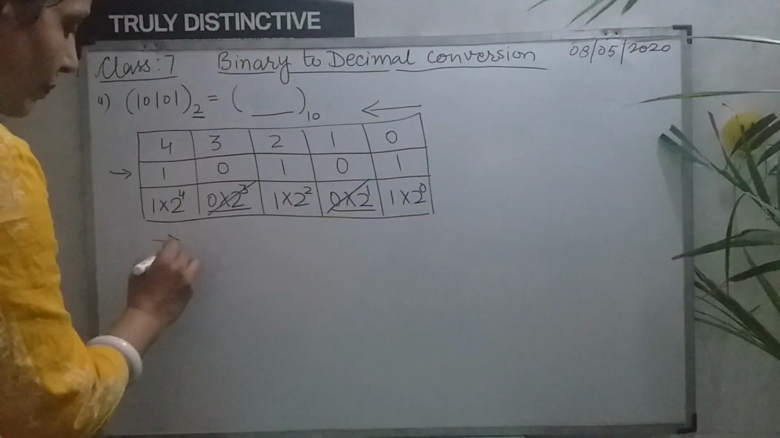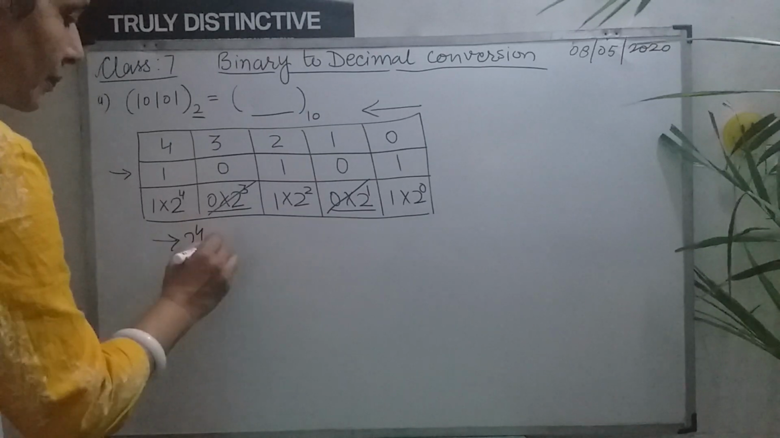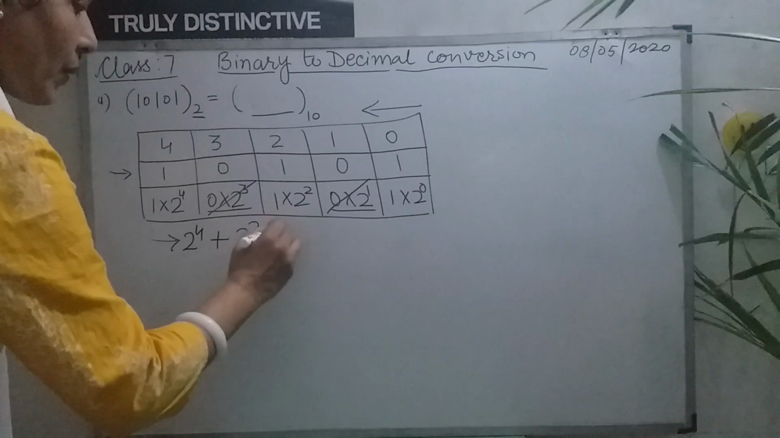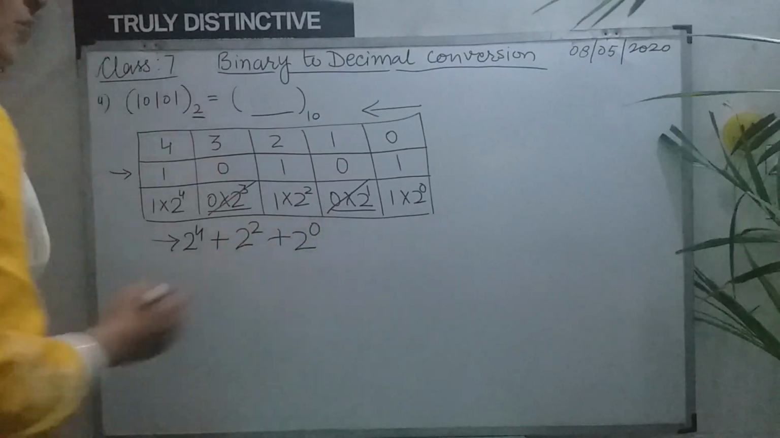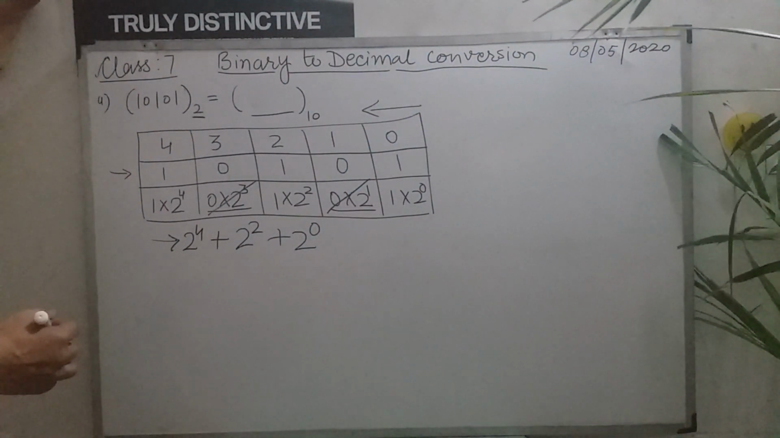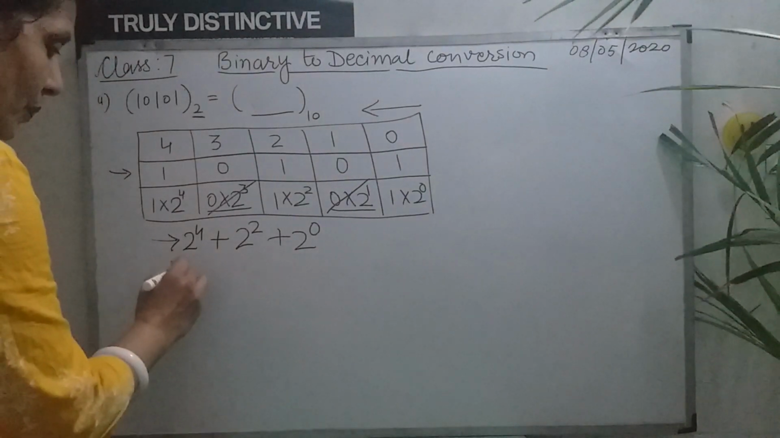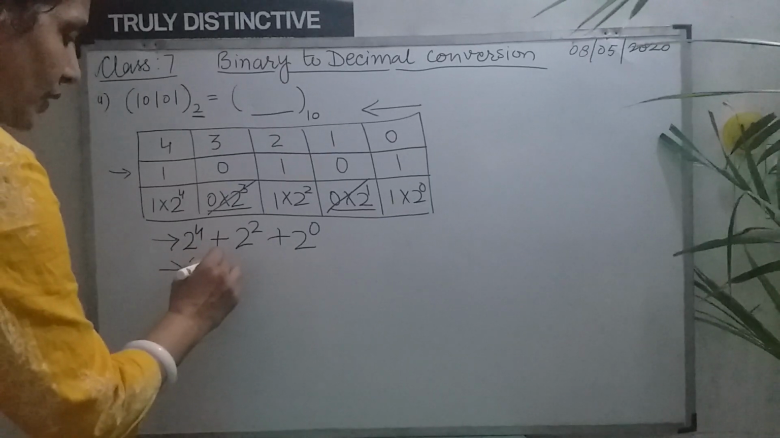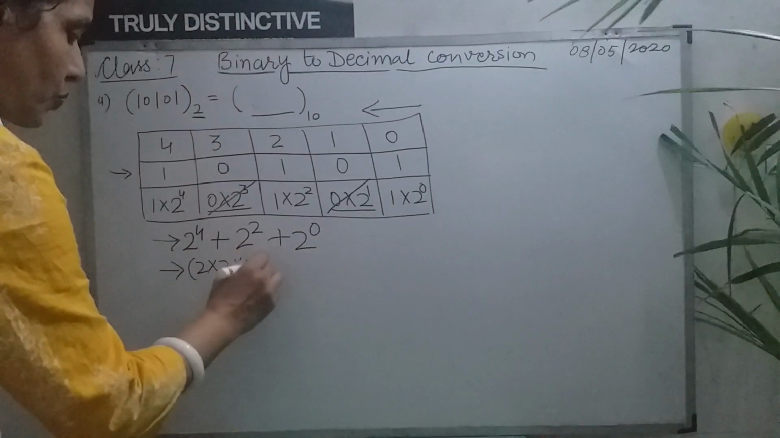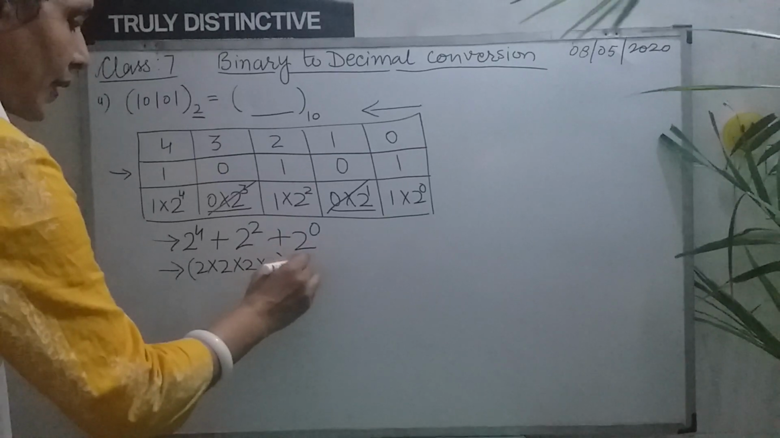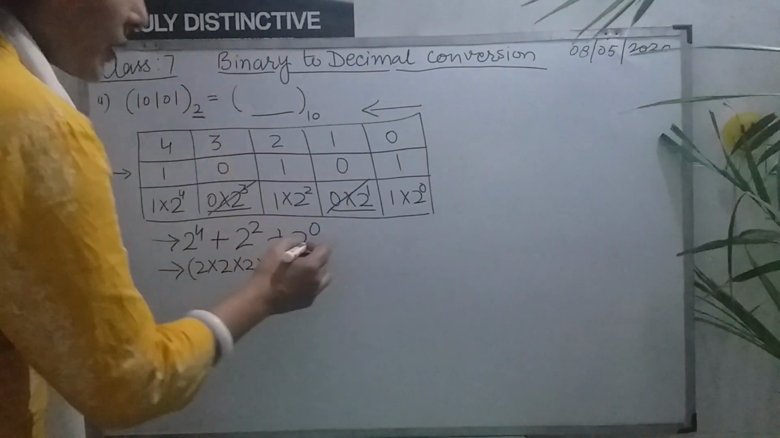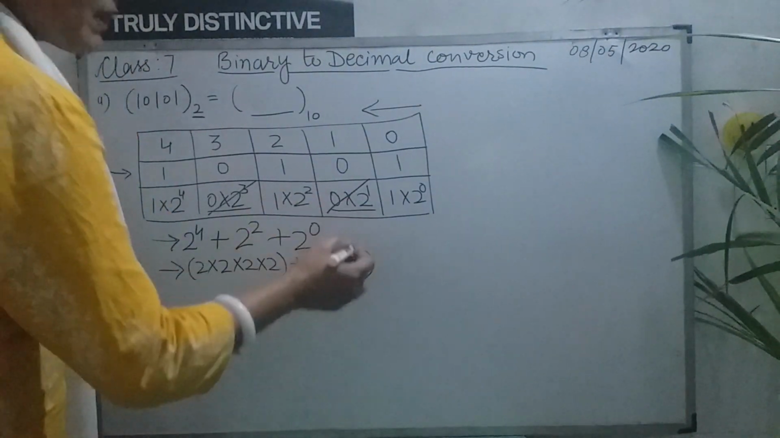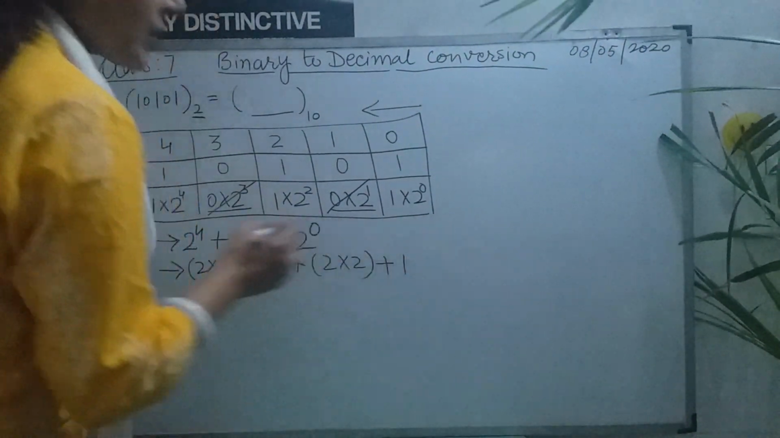Then we have 2 to the power 4 plus 2 to the power 2 plus 2 to the power 0. Now we have to calculate it. As I told you before, 2 to the power 4 means 2 multiplied by itself 4 times: 2 into 2 into 2 into 2. Plus 2 power 2 means 2 multiplied by itself twice. And 2 to the power 0: any number's power 0 is 1.